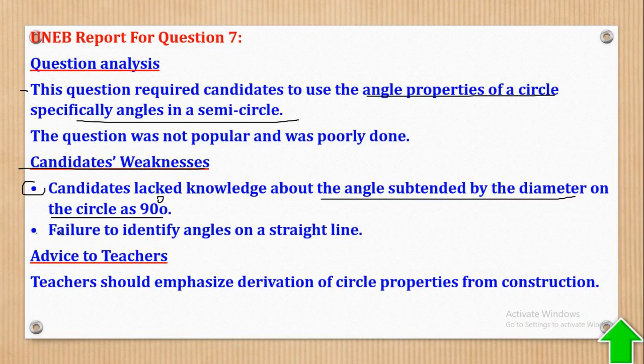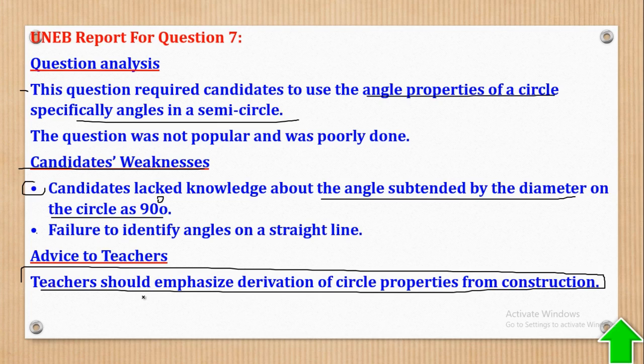So failure to identify angles on a straight line. Then advice: teachers should emphasize the derivation of circle properties from construction. So students must be well versed with circle properties.